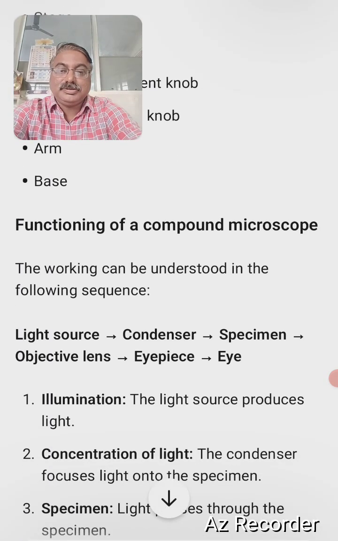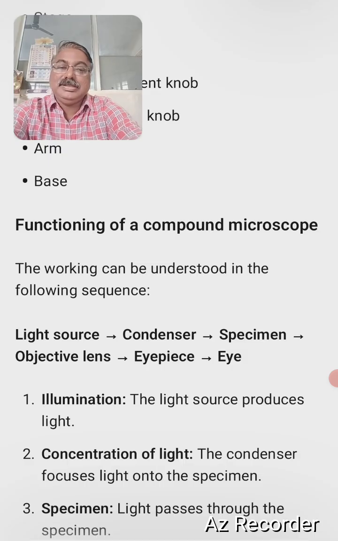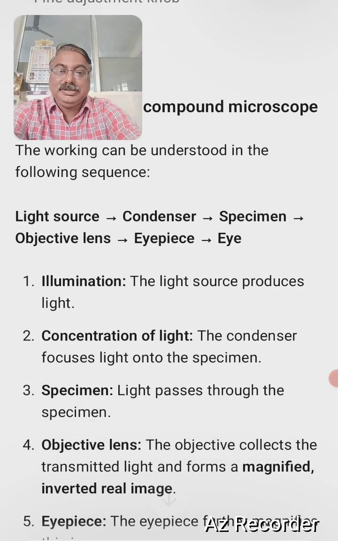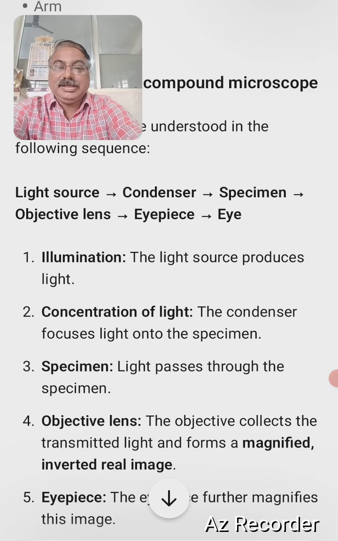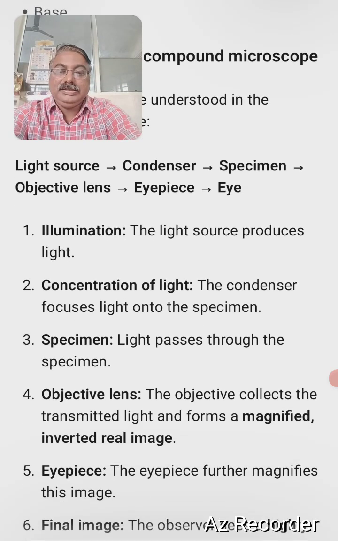Functioning of compound microscope: the working can be understood in the following sequence: light source, condenser, specimen, objective lens, eyepiece and eye. In this way light travels and the magnified image can be viewed. Illumination: the light source produces light. It may be natural sunlight, or artificial light can be the source for illumination. Condensation of light is done through the condenser lens, which is a thick convex lens, and then these light rays are allowed to pass through the object.